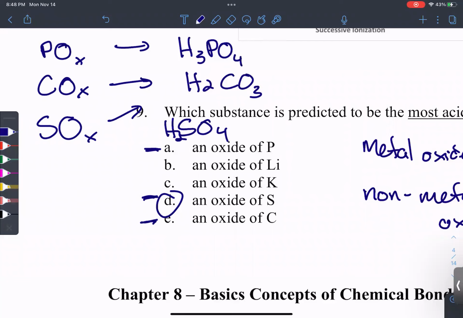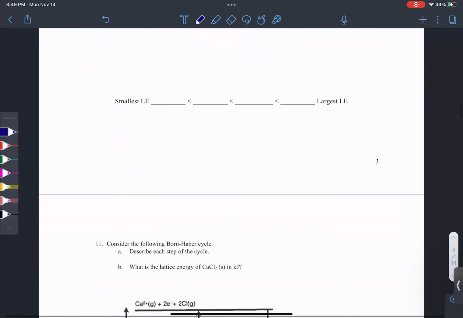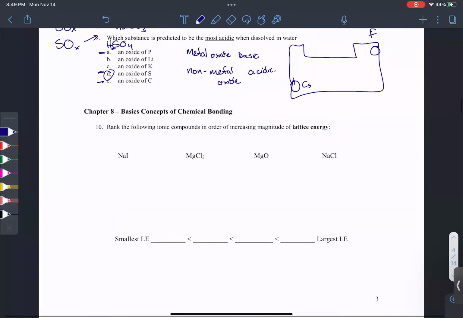Do you remember our strong acid rules, our 7 strong acids? Which one of these is on the 7 strong acids list? Sulfuric acid. Are carbonic acid or phosphoric acid strong acids? No, they are weak acids, so they are less acidic. And is that consistent with our answer? Yes, it is. Okay, so that's how you do that question. All right, so the question was 11. So let's do 10, then do 11, because they're related.